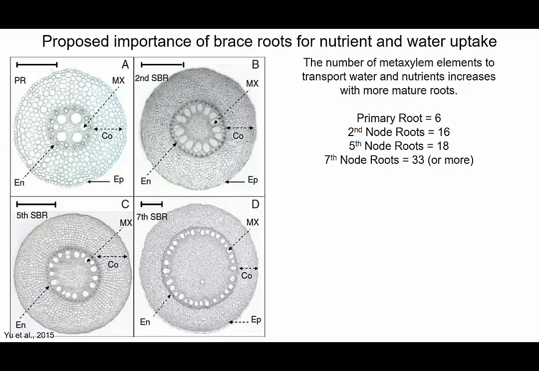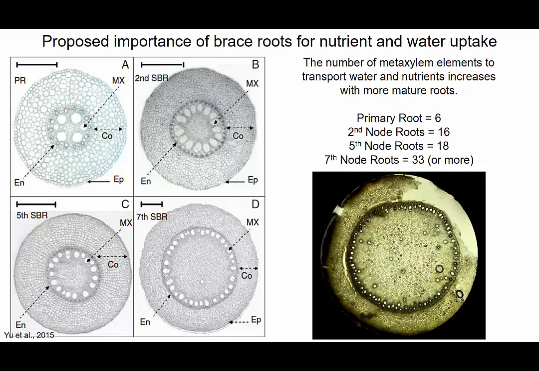And if we look here at a cross section, this is the primary root. These big holes are the xylem elements. A primary root has approximately 6 of these tubes. This is the second nodal root. It now has about 16. The 5th nodal root down here has about 18. And now when you get up to the 7th nodal root, which is going to be a brace root, these have 33 or more. So in our experience, they have much more.